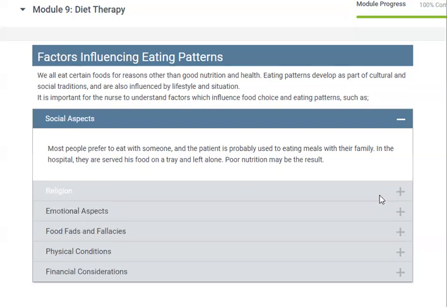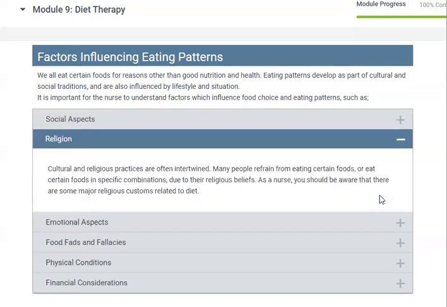Religion. Cultural and religious practices are often intertwined. Many people refrain from eating certain foods or eat certain foods in specific combinations due to their religious beliefs. As a nurse, you should be aware that there are some major religious customs related to diet.